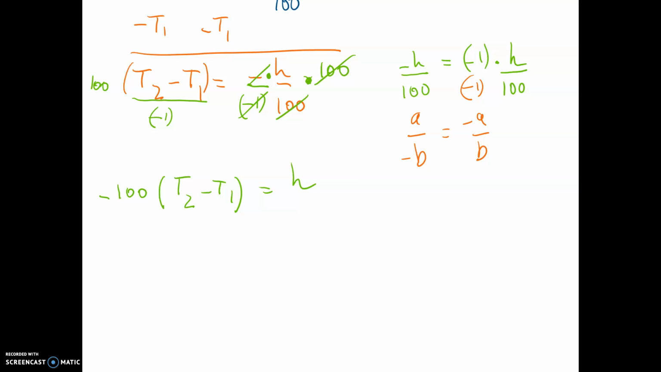Obviously, usually we don't like to leave the negative in the front like it is right now. So we might want to distribute the negative inside my parentheses. Therefore, the plus T2 is going to become negative T2 and the negative T1 is going to become plus T1. So if I distribute, I'm going to have 100 times (T1 minus T2) equals H. Plus T1 because negative multiplied by negative T1 gives me plus T1, and negative by plus T2 gives me negative T2.